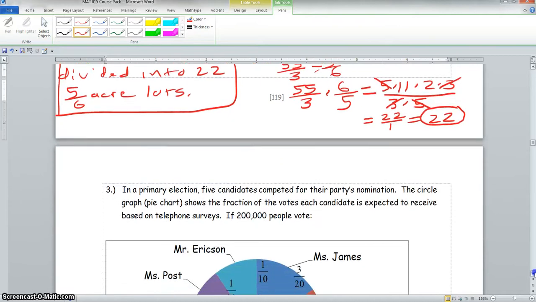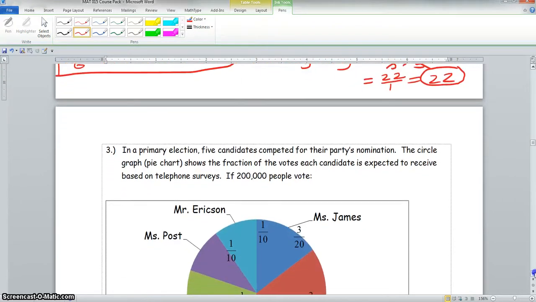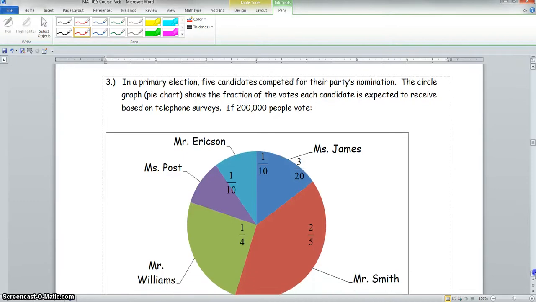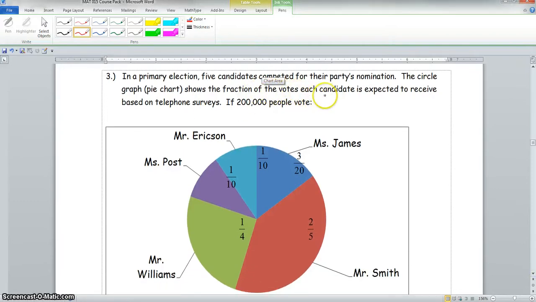It says in a primary election, 5 candidates competed for their party's nomination. The circle graph, pie chart, shows the fraction of the voters each candidate is expected to receive based on telephone surveys. If 200,000 people vote, this is the breakdown here.